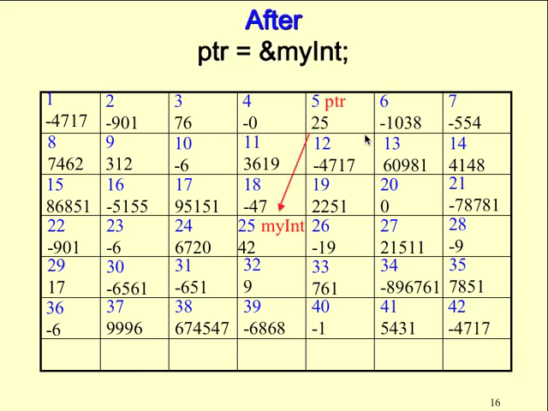All right, so here's the before, and now we have the after, where PTR is now equal to 25, which is the address of my int. So this is what the statement is actually doing. PTR is now pointing to my int.